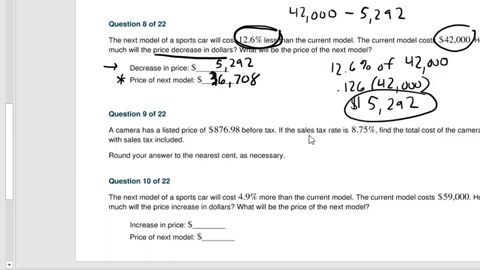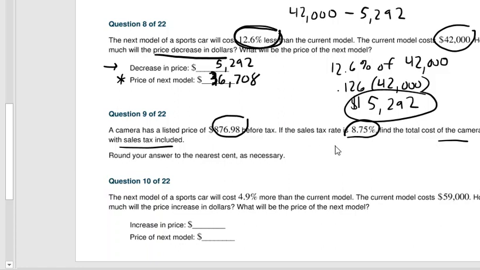Okay, so let's go ahead and look at question number 9. It says a Camry has a listed price of $876.98 before tax. If the sales tax rate is 8.75%, find the total cost of the Camry with sales tax included. Okay, so to find the amount of the sales tax, remember sales tax is always the additional amount that you pay on your item. And sales tax is just a percentage of the price.